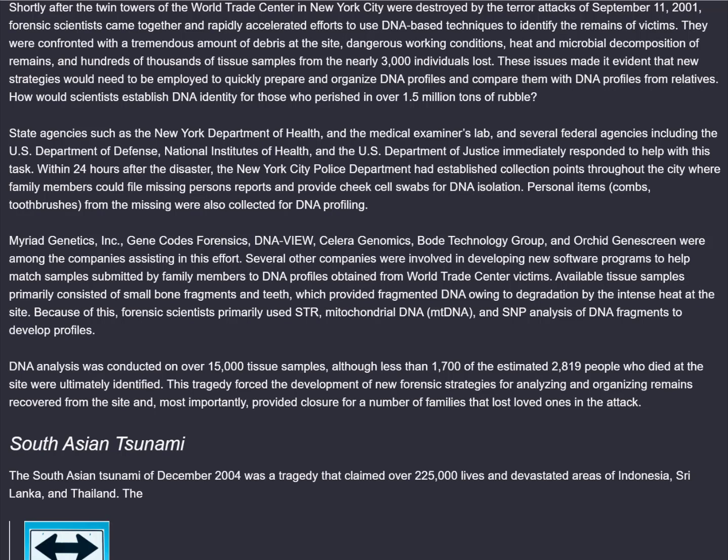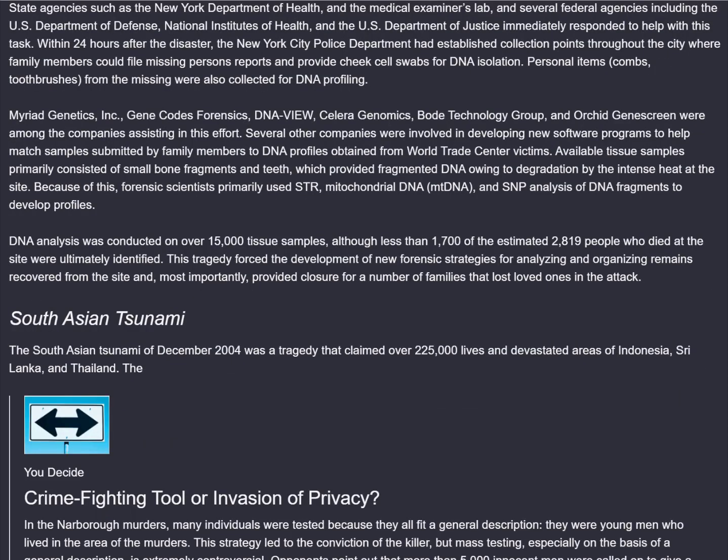These issues made it evident that new strategies would need to be employed to quickly prepare and organize DNA profiles and compare them with DNA profiles from relatives. How would scientists establish DNA identity for those who perished in over 1.5 million tons of rubble? State agencies such as the New York Department of Health, and the Medical Examiner's Lab, and several federal agencies including the U.S. Department of Defense, National Institutes of Health, and the U.S. Department of Justice immediately responded to help with this task.